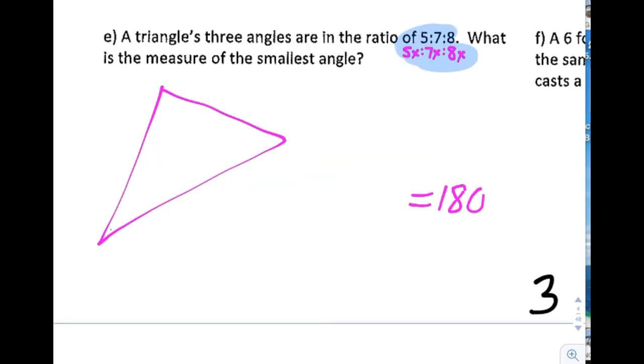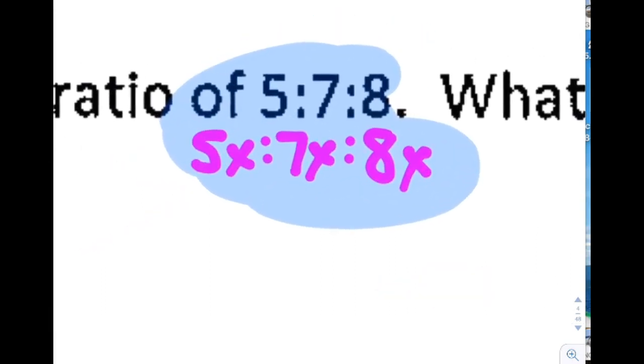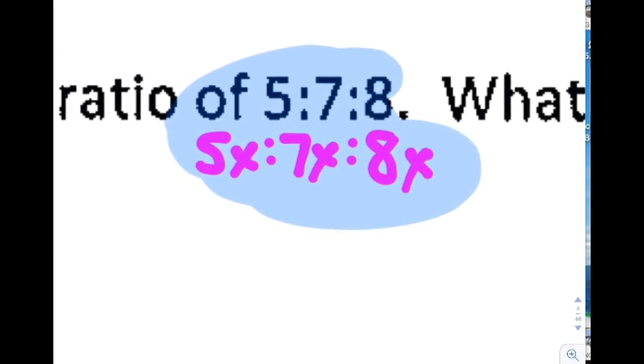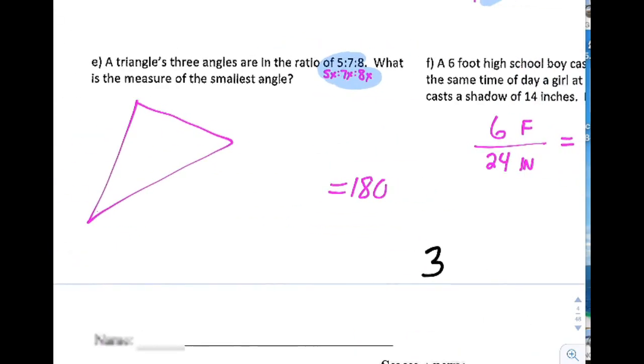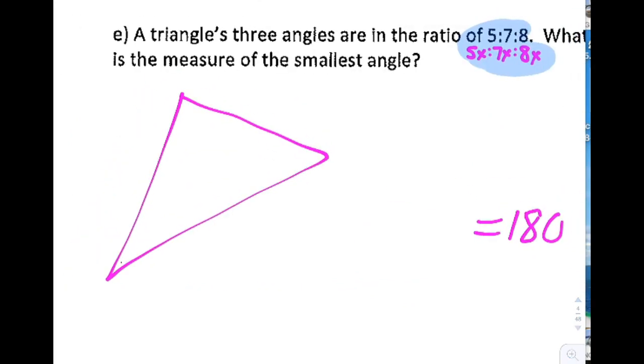All right, the triangle's 3 angles are in the ratio 5 colon 7 colon 8. Sorry, I said x instead of 8. So the other way to write that algebraically is 5x, 7x, and 8x. It's 5 parts, 7 parts, and 8 parts. So 3 angles. One of the angles is 5x, another one is 7x, and another one is 8x.